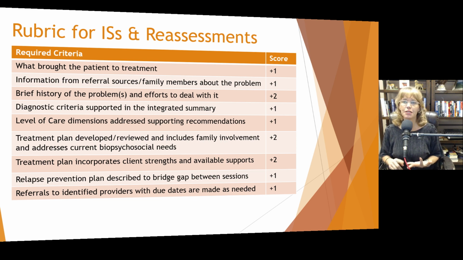The treatment plan is developed and reviewed and includes family involvement and addresses current biopsychosocial needs. And what we really want to look for with family involvement is those people that are important in that person's life. They don't have to be blood relatives. They can be whoever that person defines as their social support. The treatment plan incorporates client strengths and available supports, which are ever evolving. Relapse prevention plans are available and describe what's going to be done to bridge the gap between sessions. And both the initial integrated summary and the reassessments identify referrals to identified providers with due dates as needed.